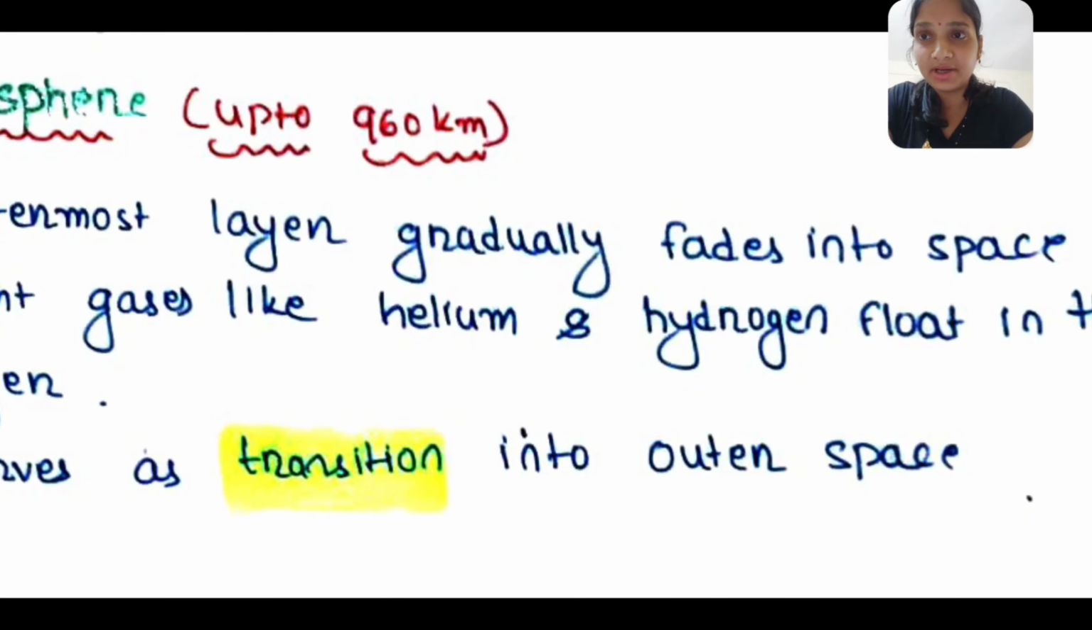Then comes the exosphere level, which is the outermost layer of the atmosphere, and this extends up to 960 kilometers, and it gradually fades into space. Some light gases are present in the exosphere level, that is helium and hydrogen. They float in this layer, and this level is the transition between the atmosphere and space. So this acts as the transition into outer space. This is the fifth layer, and this is all about the atmosphere of Earth.